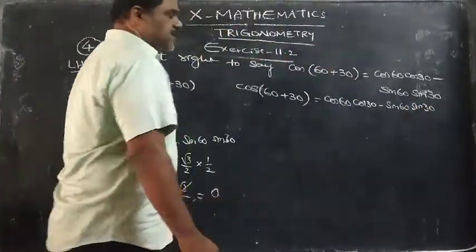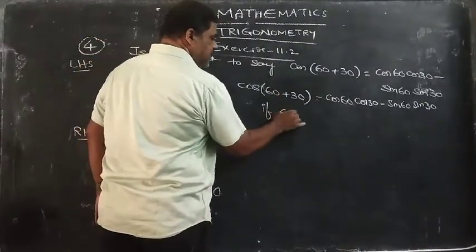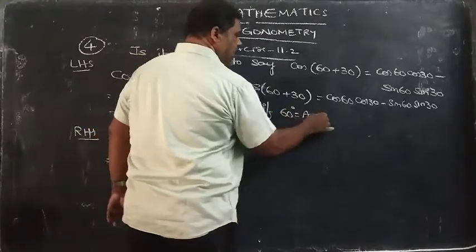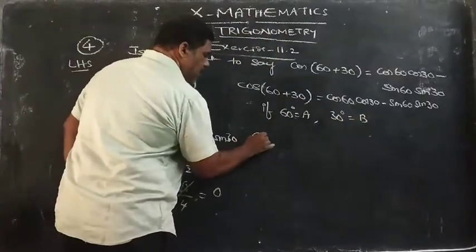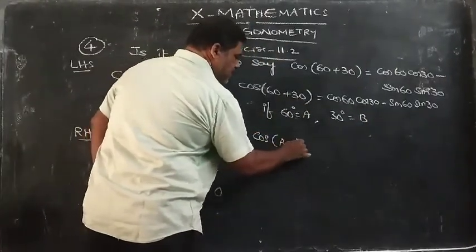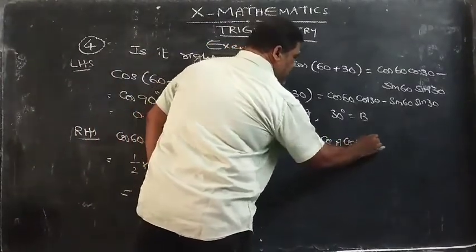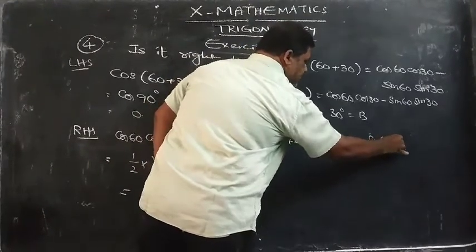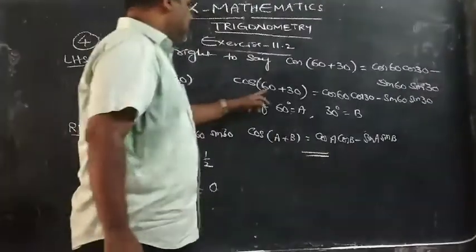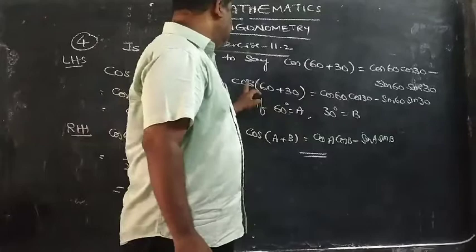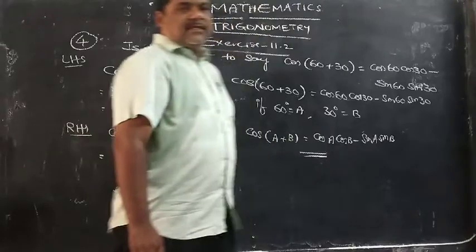By observing this result, we can conclude one formula. If you suppose 60 degrees as A and 30 degrees as B, then it becomes the formula cos A plus B is equal to cos A cos B minus sin A sin B. So this is a very important formula: cos A plus B is equal to cos A cos B minus sin A sin B.